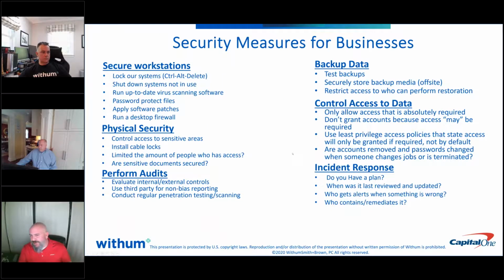So, security measures for business. I'm going to touch on this quick. It's kind of an eye chart, and I don't want to run it too long. But at the end of the day, make sure that you have a consistent policy on your workstations. With everybody working from home, that doesn't change. If somebody walks away from their desk, what happens to the computer? Does it lock itself? Does it have antivirus on it? Are your files password protected? They're critical. Is stuff being patched on a regular basis? These are important questions to answer, even with COVID, and probably even more so with COVID.